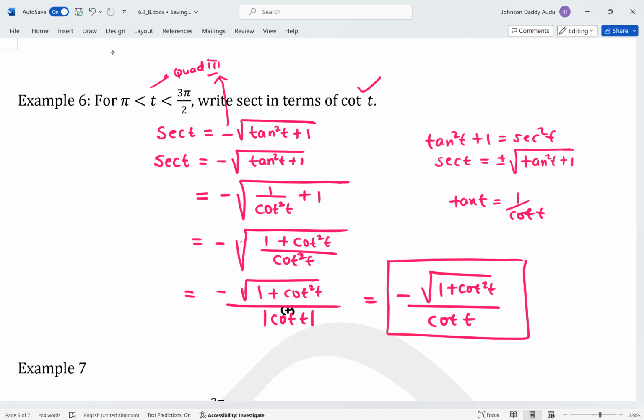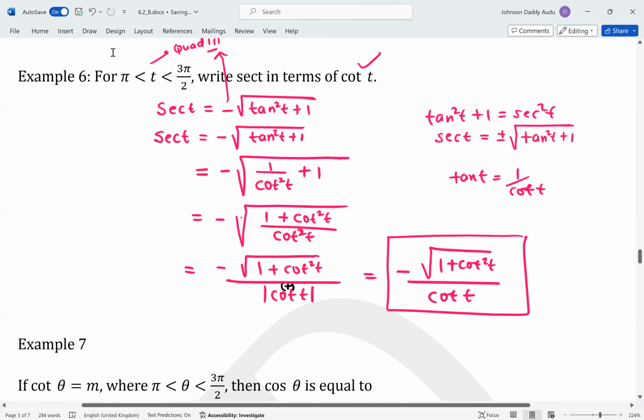And this is positive because we are in the third quadrant. Now this means that tan squared t is just going to be 1 over cot squared t.